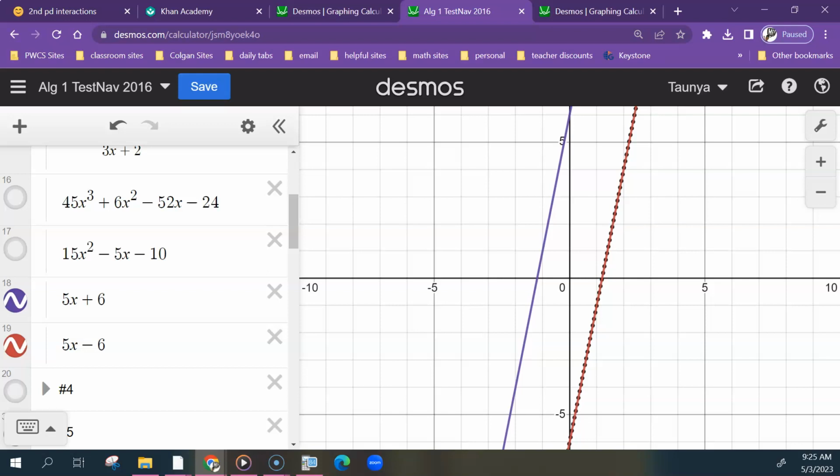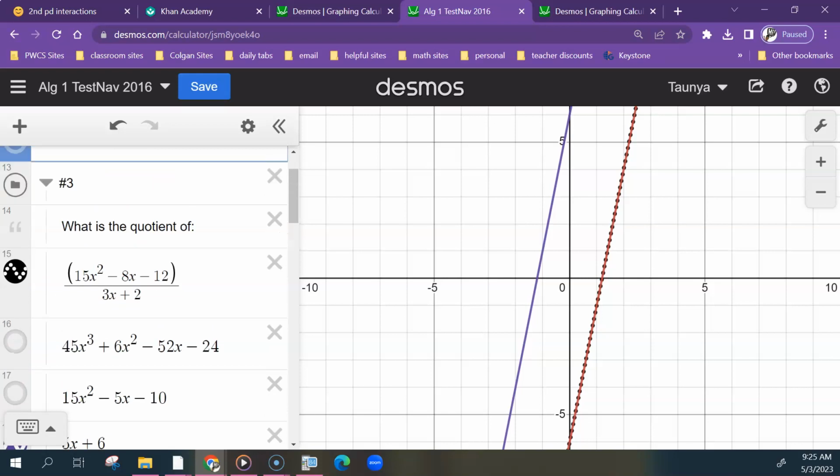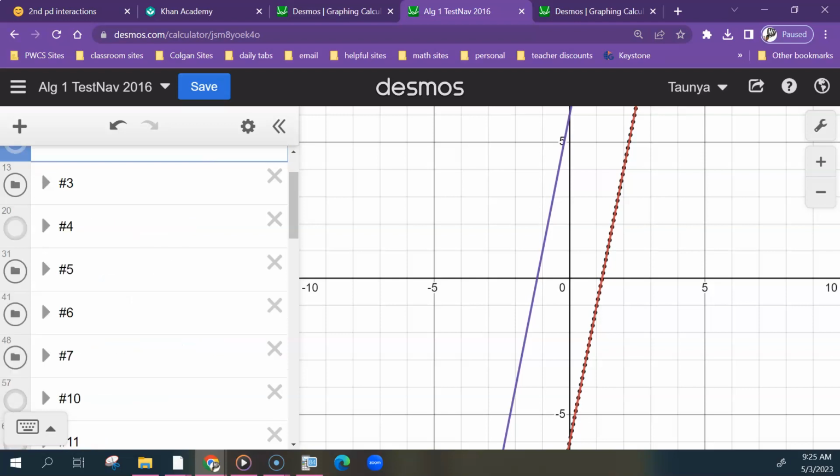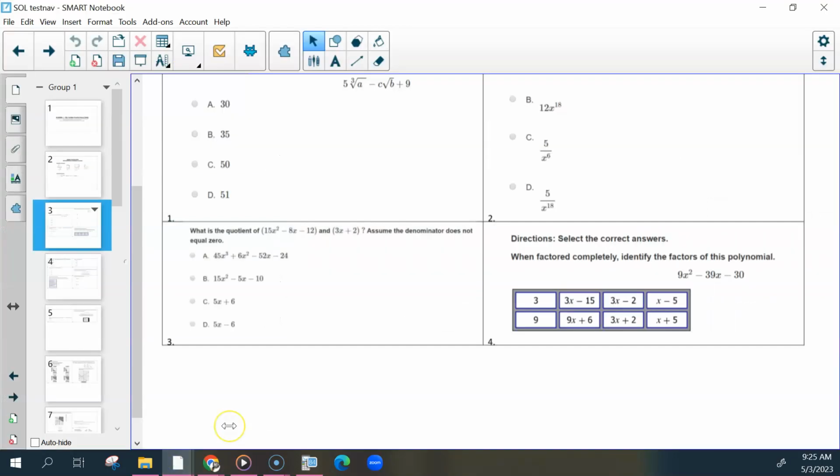We did just talk about this last week. If you wanted to do it by hand, you would factor the numerator, find the factors that cancel. Questions on 3. If you missed that, that was D.